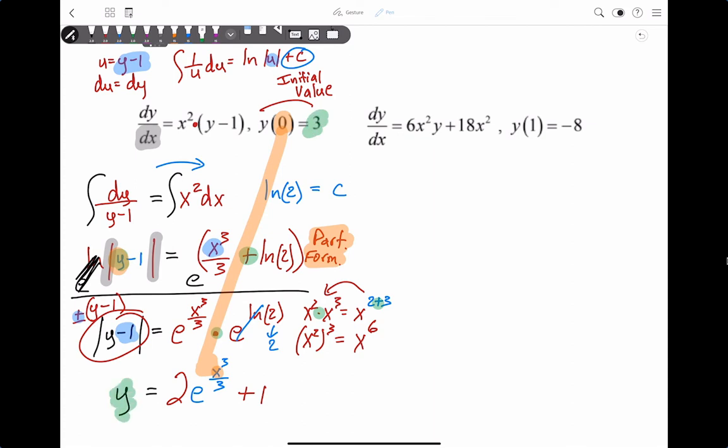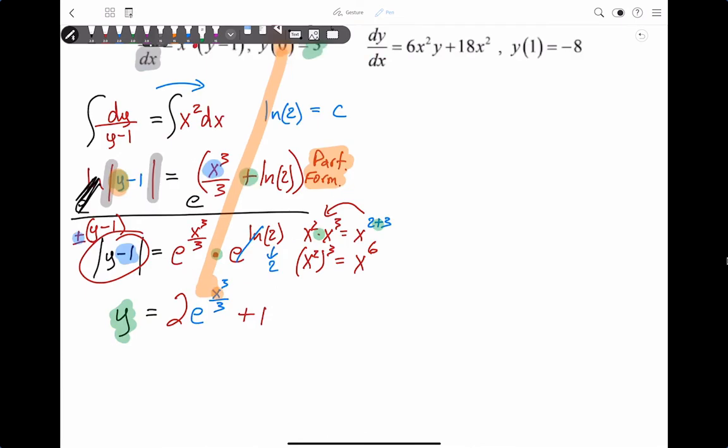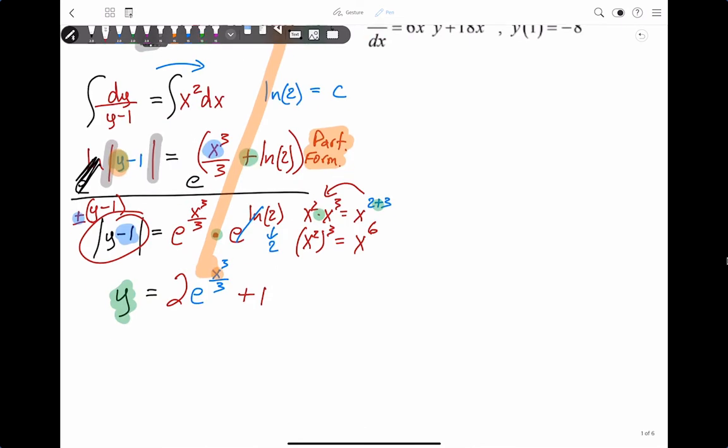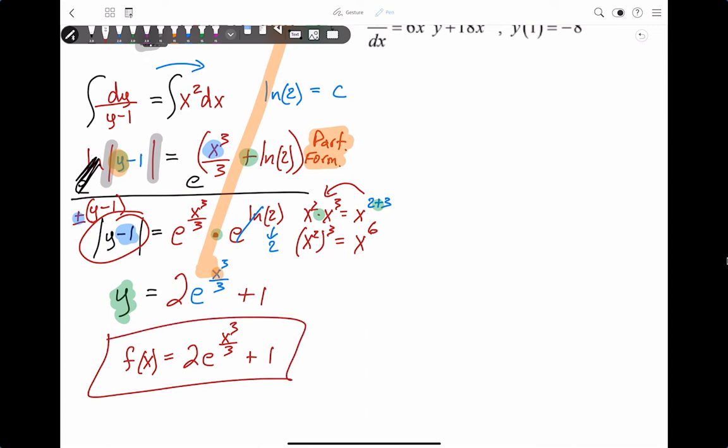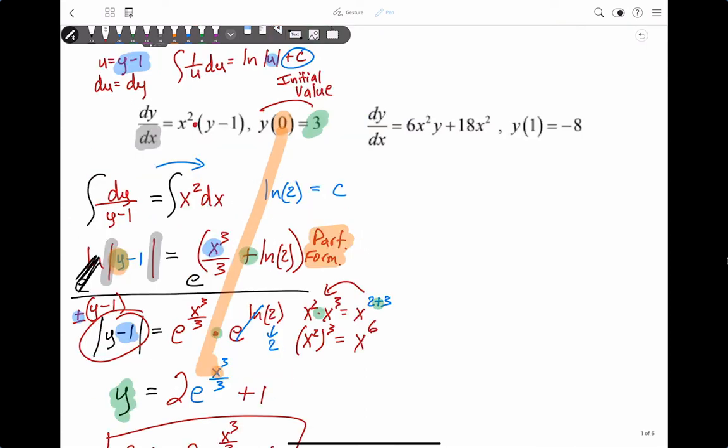Okay, so separation of variables, my final answer could be y is equal to the following, or you could put f of x is equal to 2e to the x cubed over 3 plus 1 down here. This would be our solution, our particular solution. Okay, so now let's go to our next example, okay? So let me take off a little bit of this scratch work so that you don't get confused, okay?